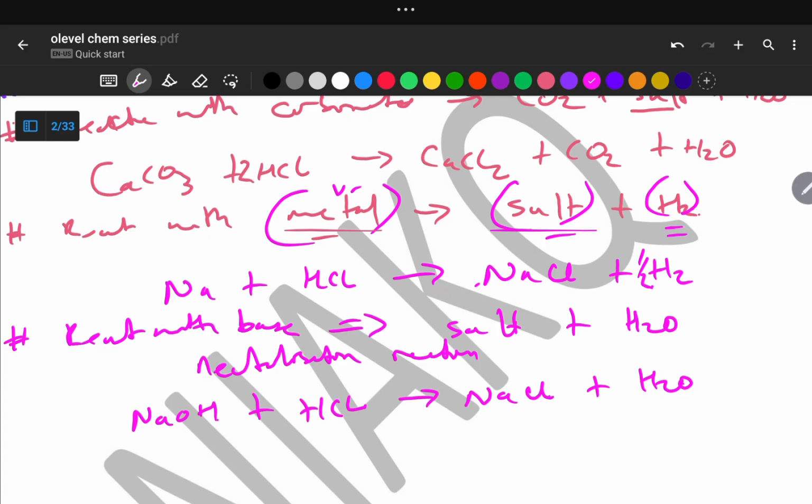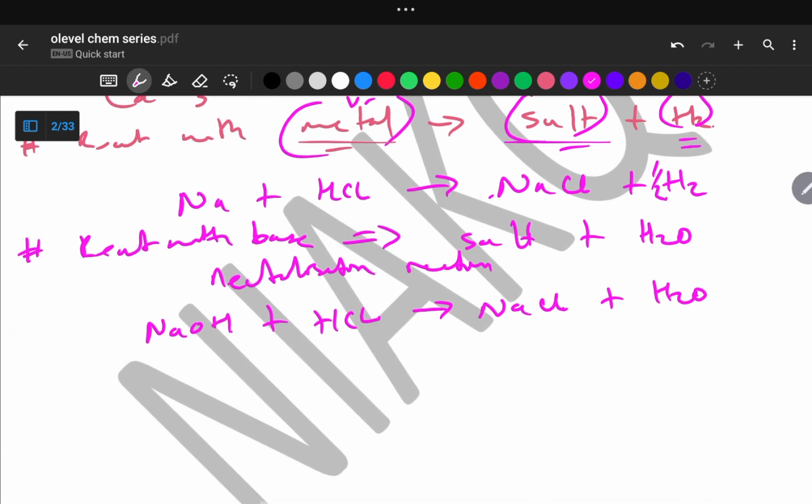Are we together? So you should know the acids, you should know the bases, and also the other properties of an acid. Acids, they are mainly oxides of non-metals.